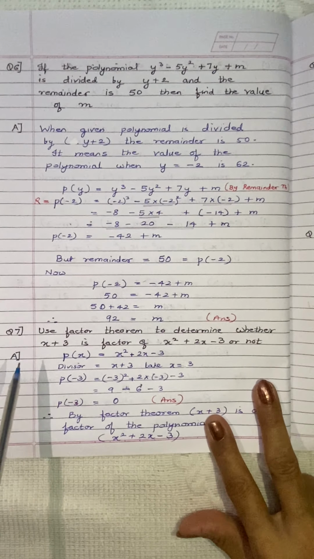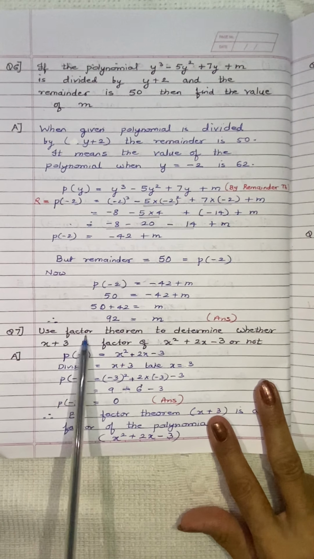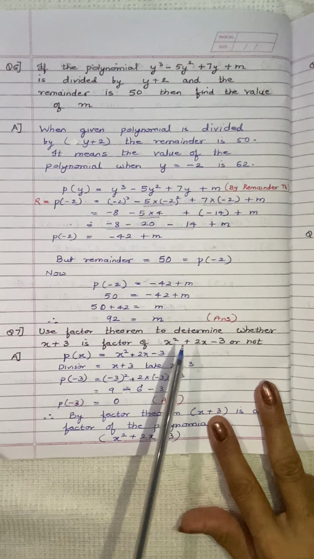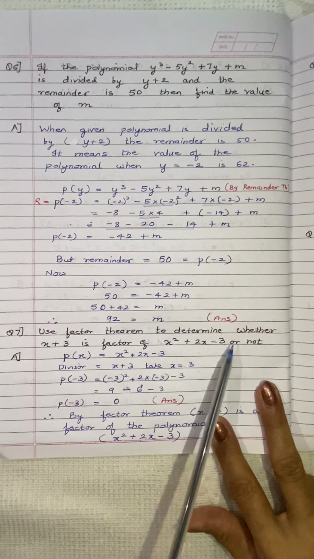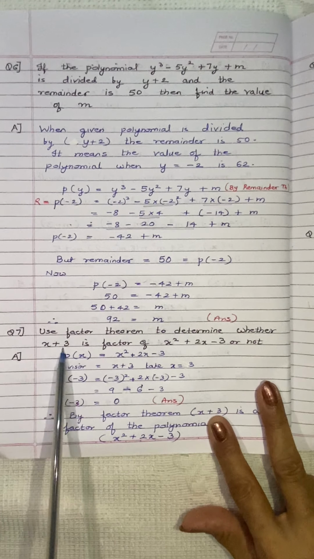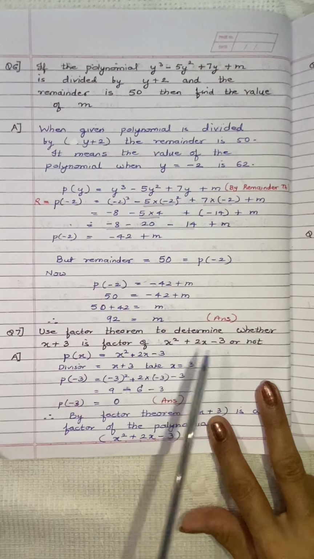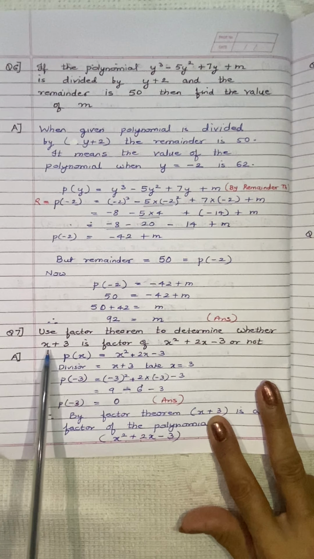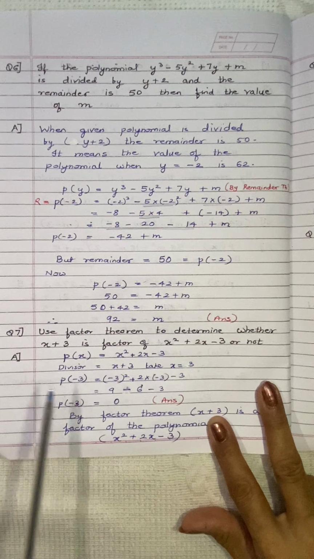Question 7. Use factor theorem to determine whether x plus 3 is a factor of x square plus 2x minus 3 or not. We have to check whether this is a factor or not of this expression. If we get remainder 0, it means it is a factor. If we do not get remainder 0, it means x plus 3 is not a factor of the dividend.